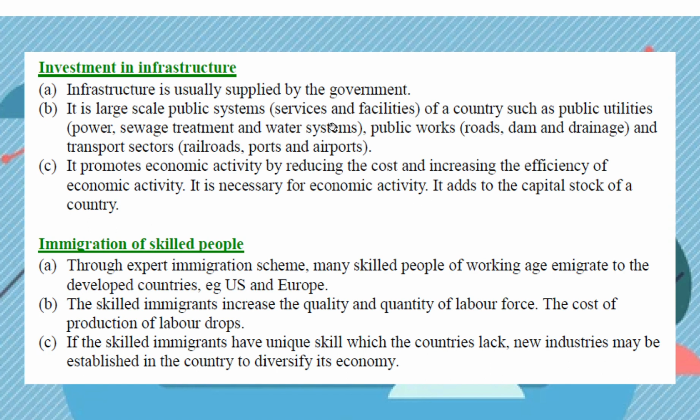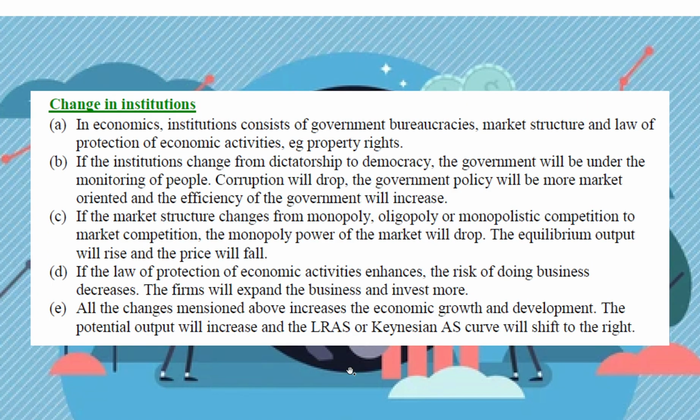Okay, government does. And also immigration of skilled labor. Government has to set up some scheme to attract the skilled labor to come, through an expert immigration scheme. Many skilled laborers in Asia immigrated to developed countries like the US and Europe. The skilled labor brings in new quality and quantity of labor force, right? And the cost of production drops too. Okay, new income may be cheaper. So if the skilled immigrants have unique skills, the country can develop a new technology or new industry too.